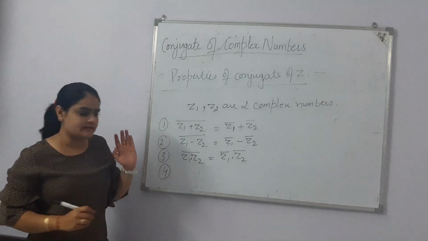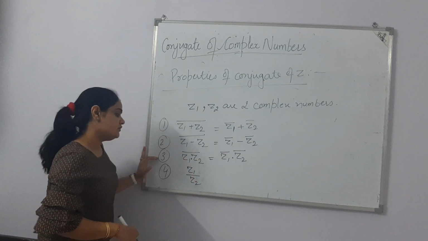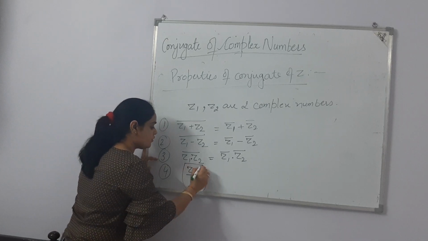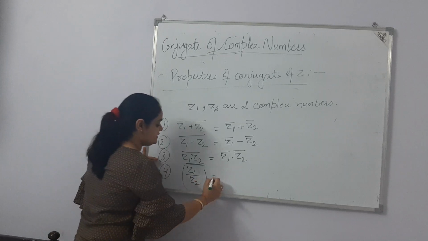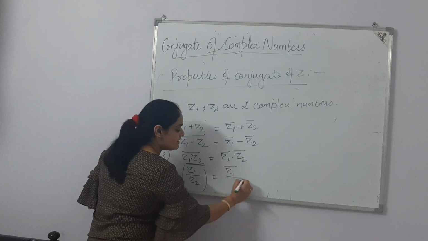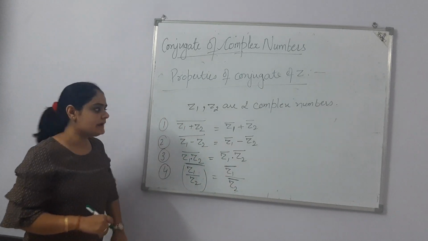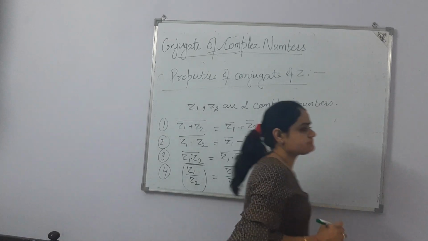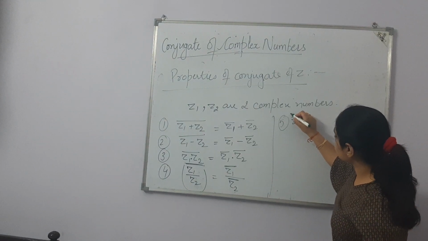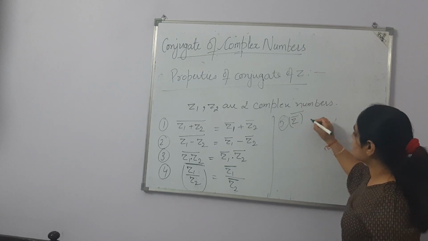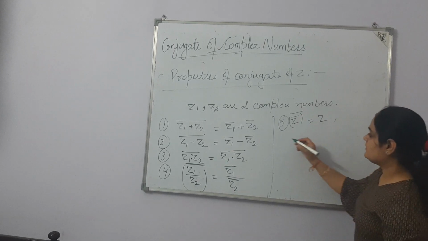The fourth property is saying if we are dividing any two complex numbers, its whole conjugate is z1's conjugate upon z2's conjugate. And the last property is saying z's conjugate's conjugate is z. That means the double conjugate is z.